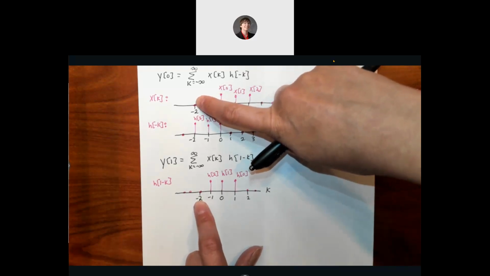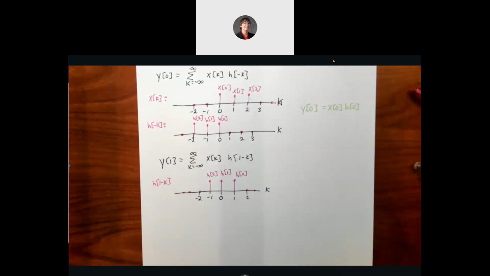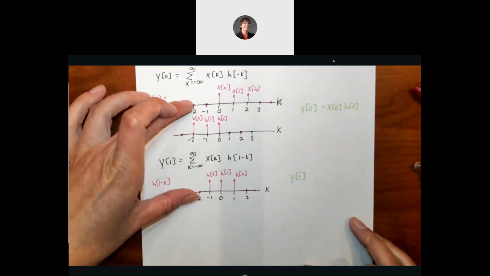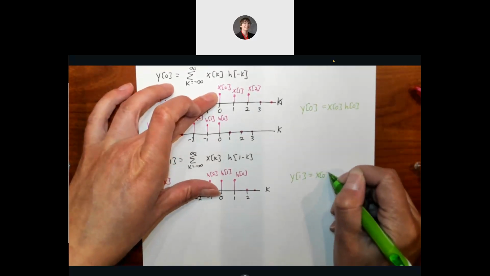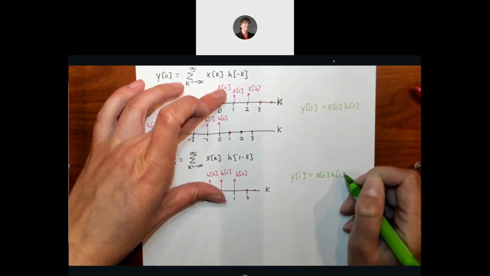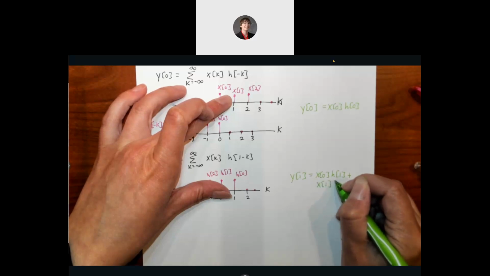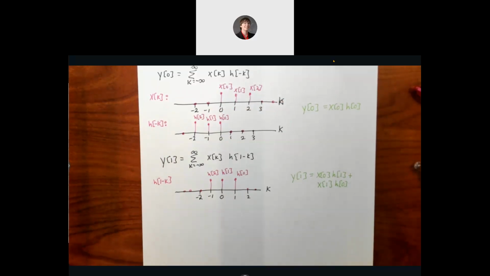And you do the same thing like we did up here, right? So you compare at the same k values, multiply and add for all of the k's. So in this case, you'd have y of 1. We have 0, 0. This one is non-zero. We have x0 times h1. Non-zero, we're going to add x1 h0, and then we go back to having zeros.